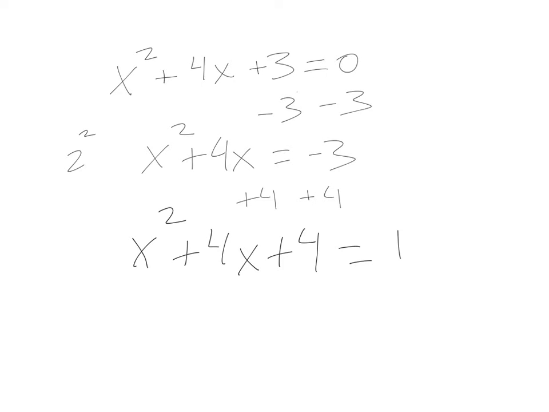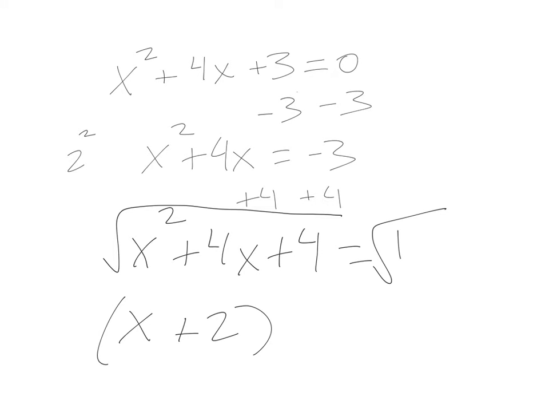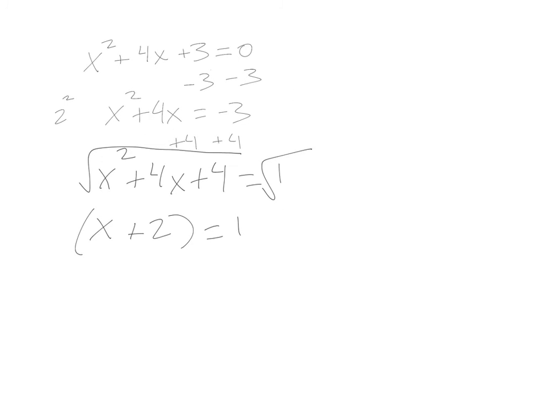The square root of this is x plus 2. Then if we take the square root of one side, we have to take the square root of the other side. So what's the square root of 1? The square root of 1 is just 1. So now we have x plus 2 equals 1. We have to solve for x. This is just a simple one-step equation. Subtract 2 from both sides, and we get x equals negative 1.